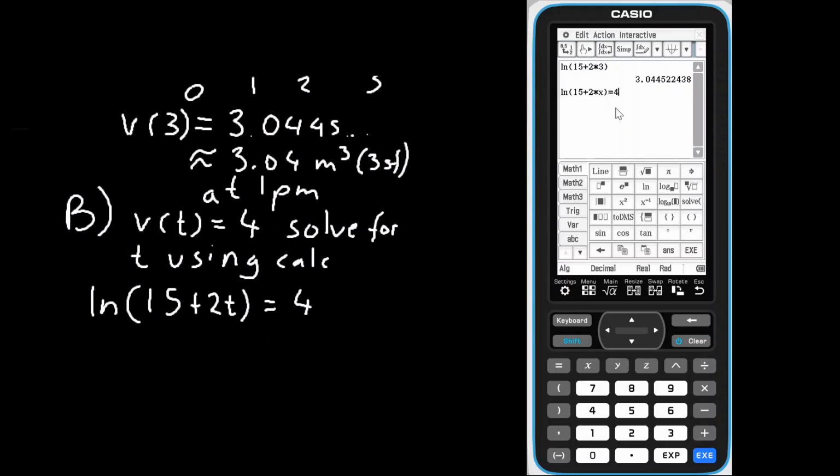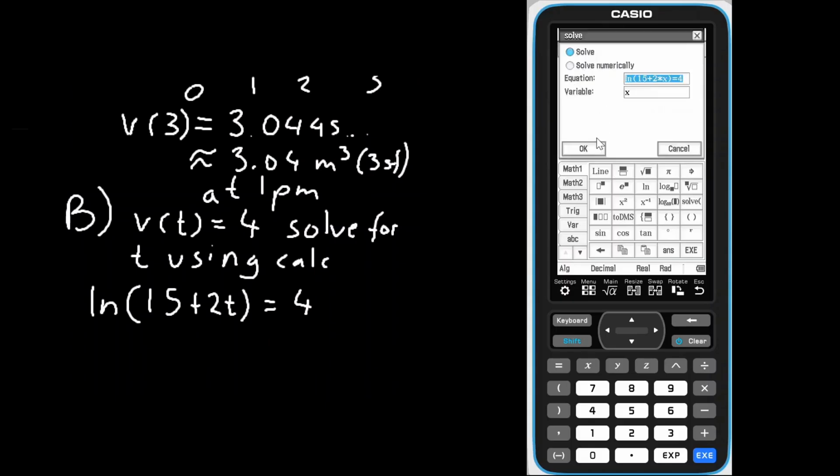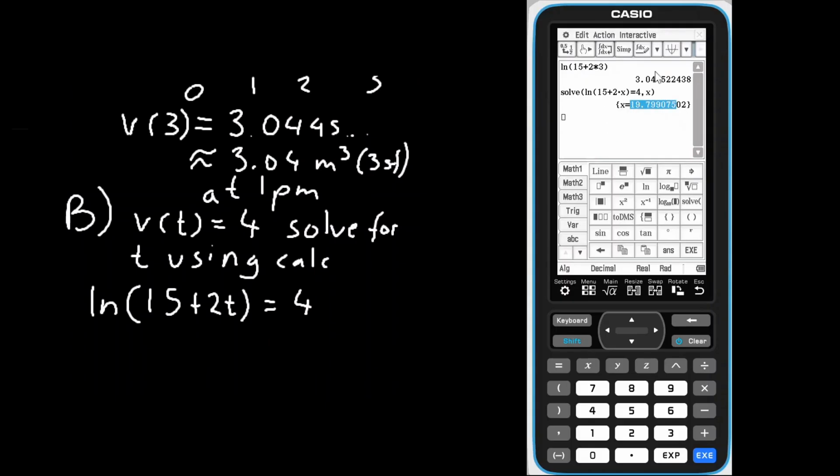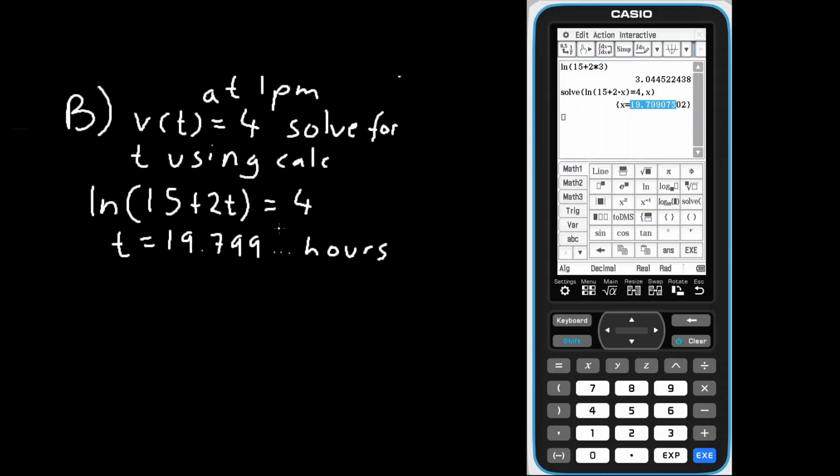Say that's equal to 4, and we highlight the whole thing, interactive, advanced, and we want to solve this. And it solves it to this value here. So we can say t is equal to 19.799. Okay, hours. Now, really importantly, this is where it gets a little tricky, right? Is we need to know how many hours later is that. So let's put it in, we can say it's this many hours later, but for the sake of this question, let's put it in AM, PM.